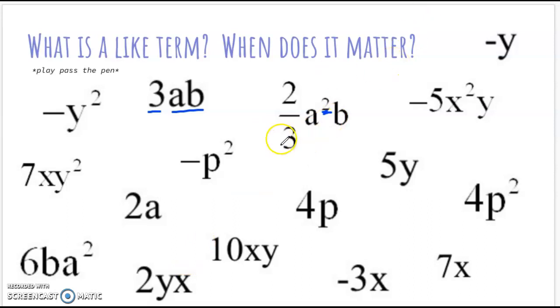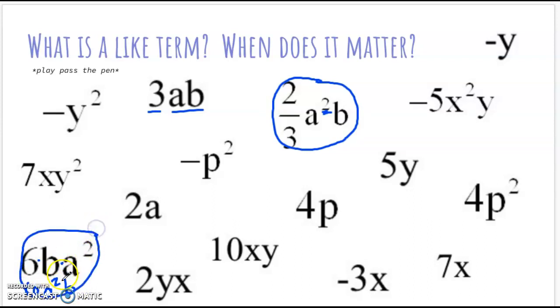All right, but if we're looking at that 2/3 a squared b, let's see if we can find any other a squared b's. So if I'm looking around, I see, oh, hey, I've got a 6ba squared. Well, it doesn't look like it matches exactly, but I've got the commutative property of multiplication, which would allow me to rewrite this as 6a squared b, and now that variable does look like it matches exactly. So this actually is an exact match. That would be an example of like terms.